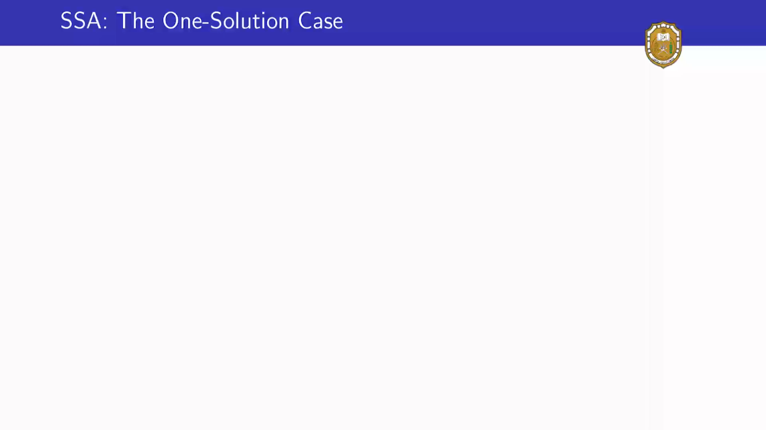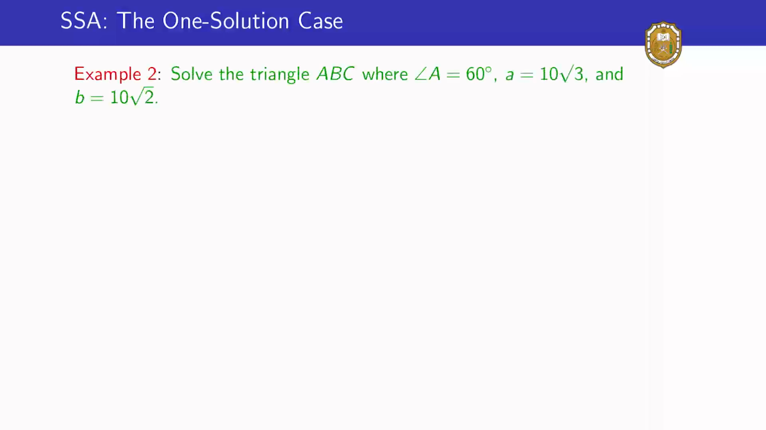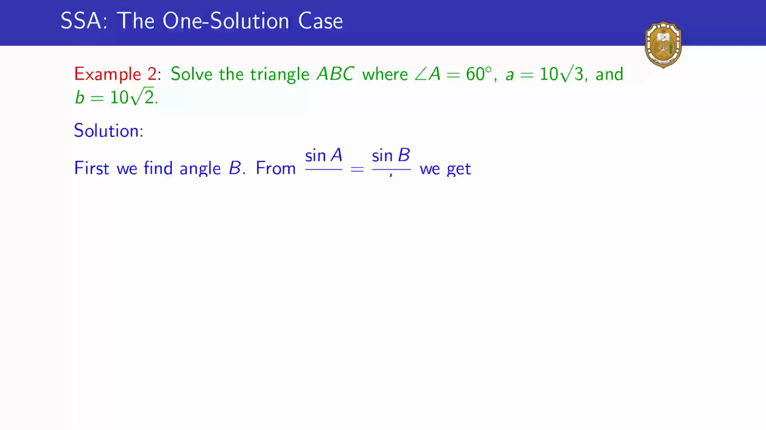Let's begin with the one solution case. Example 2 says: solve the triangle ABC, where angle A is 60 degrees, length a is 10 root 3, and length b is 10 root 2. So first we find angle B.